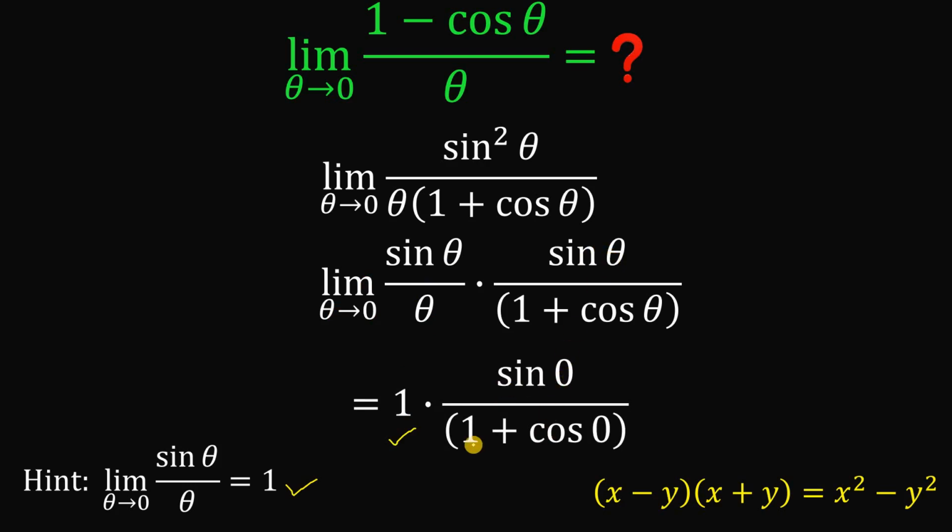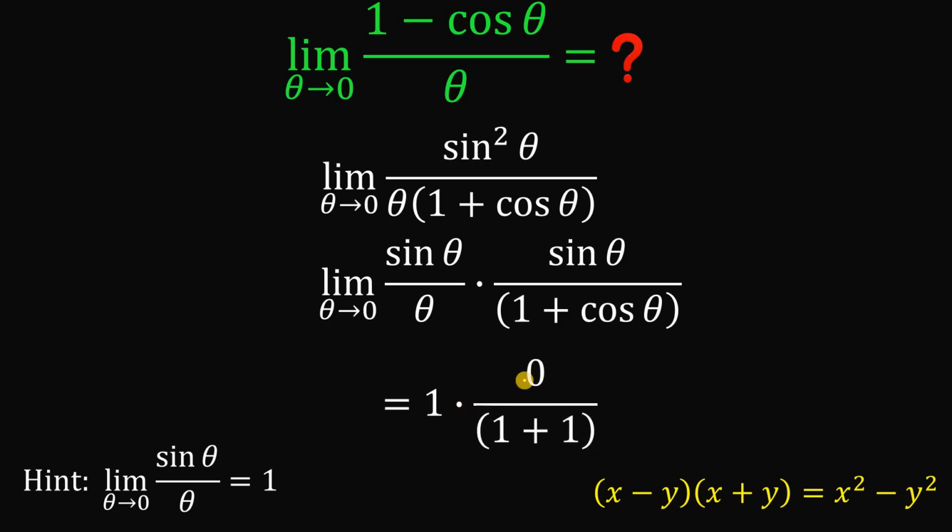So sine 0 over 1 plus cosine 0. Now sine 0 is 0 and cosine 0 is simply equal to 1. Now we have 1 times 0 over 1 plus 1, which is 2. And 1 times 0 is simply equal to 0.